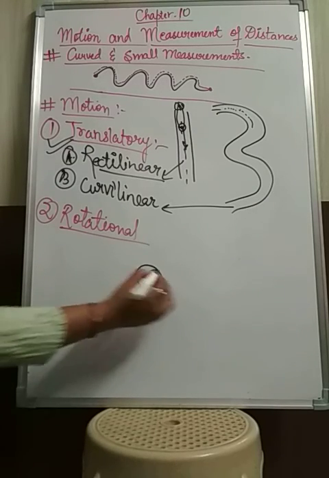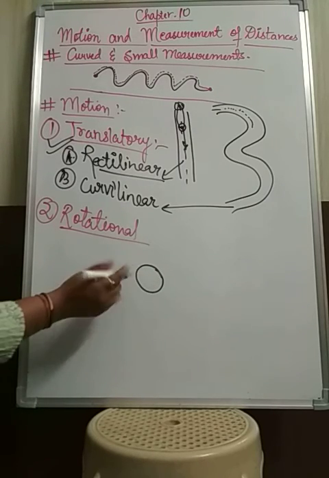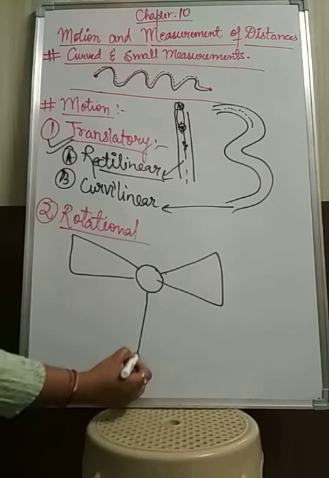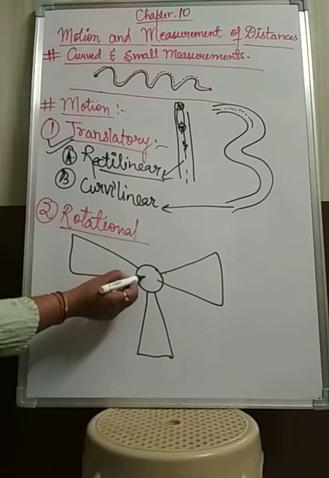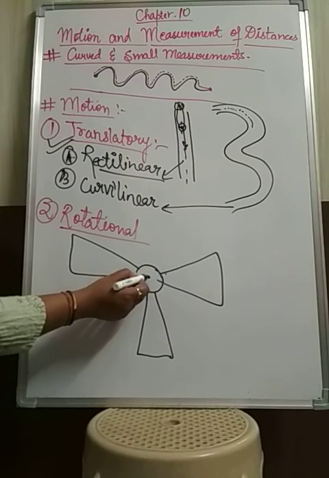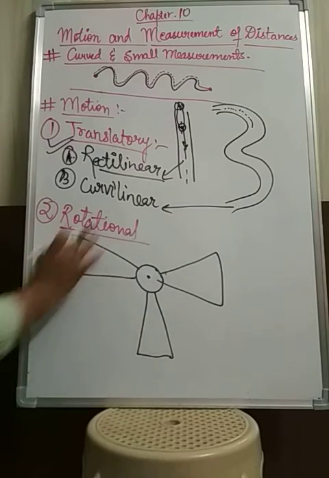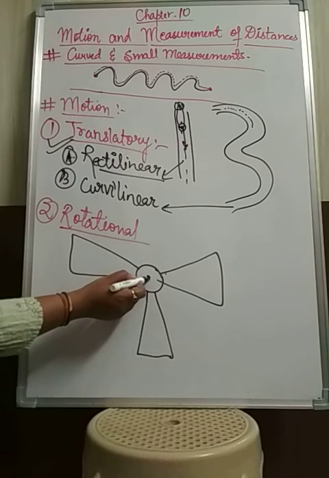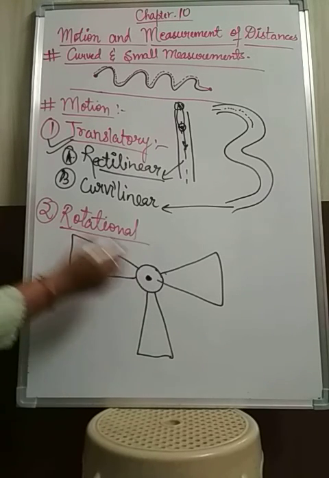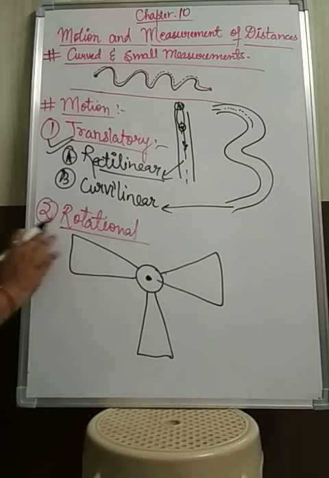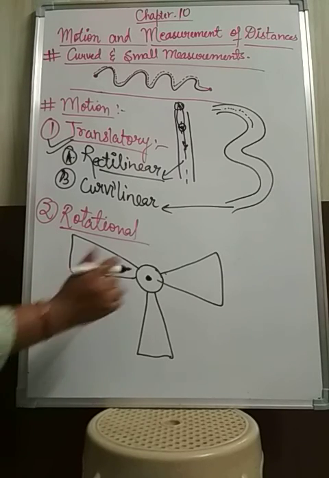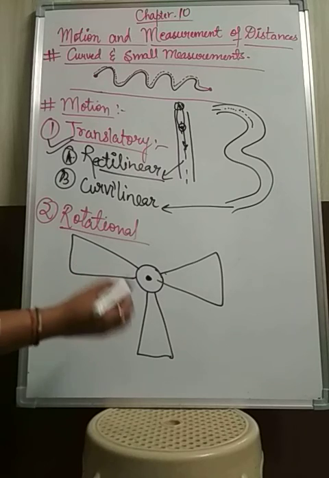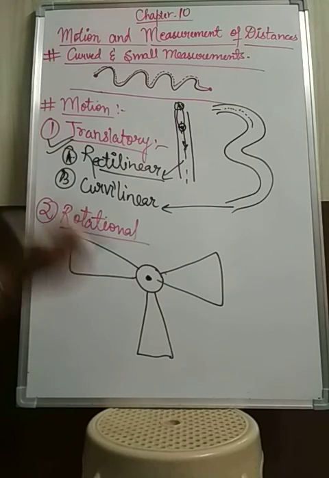Okay, suppose this is the middle part of the fan, and these are the three blades of the fan. So around this point only, this whole blade, this complete fan is moving. The motion takes place around this fixed point. Okay, so this comes under the category of rotational motion. Now the second thing is every part of the particular object will cover different distances with respect to a given time interval.